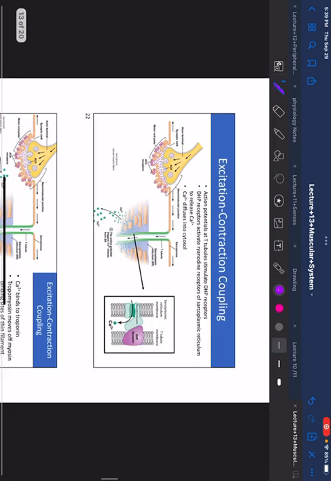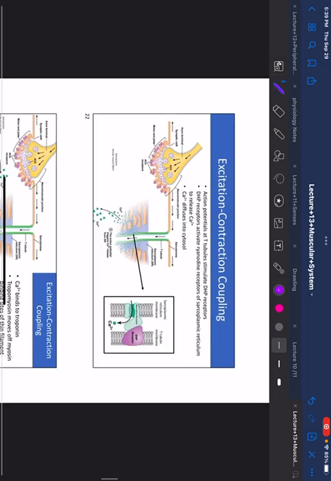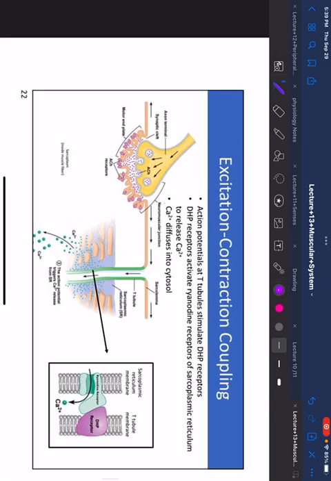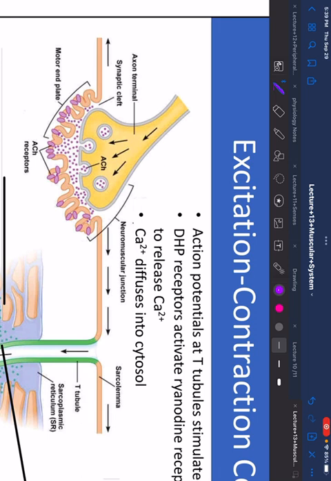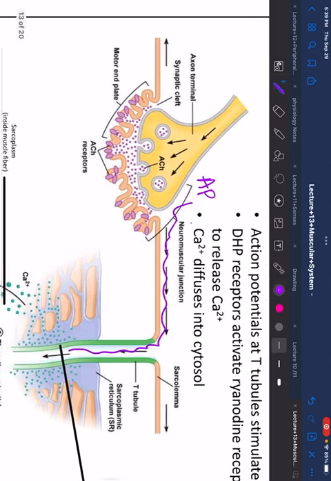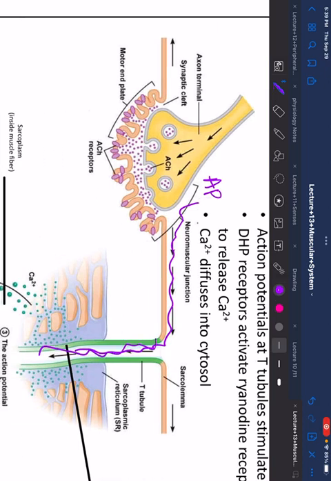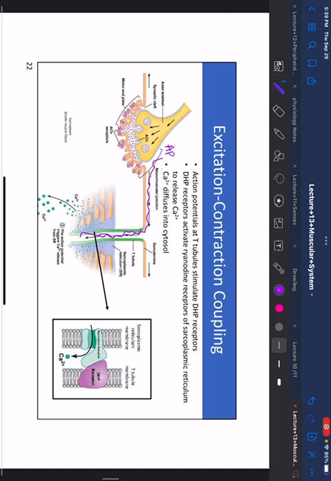So, action potentials travel down the sarcolemma and then deep into the muscle fiber using the T, or transverse, tubules. Eventually, the action potentials will get to a protein receptor known as DHP receptors.